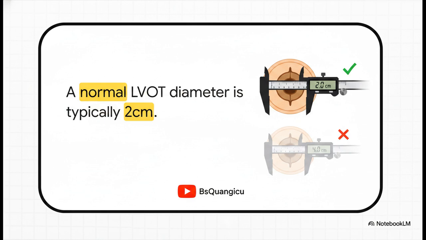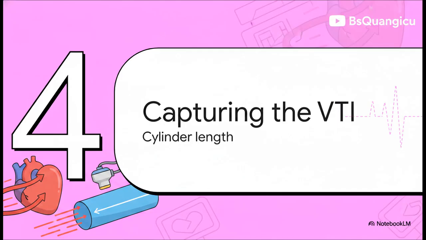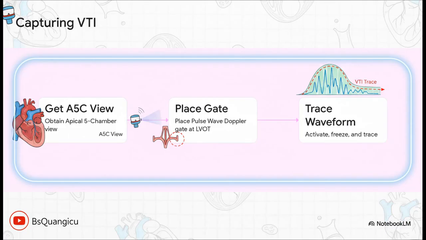expectations. If you measure, say, 1.9 or 2.1, you're right on the money. But if you measure 4 centimeters, no way. You instantly know your calipers are in the wrong spot and you need to adjust your view. All right, Section 4. Capturing the VTI. Finding our cylinder's length. This part is also broken down into 3 straightforward steps.